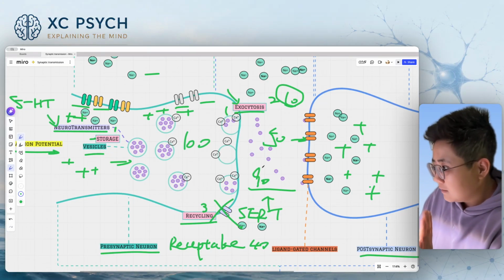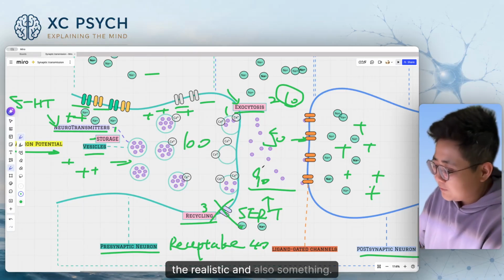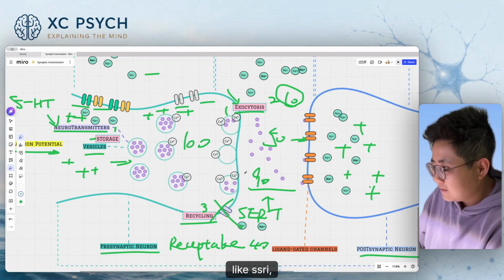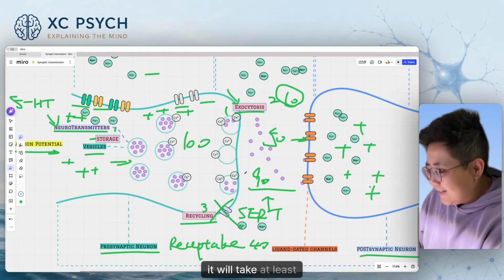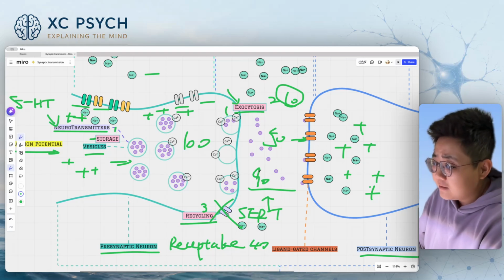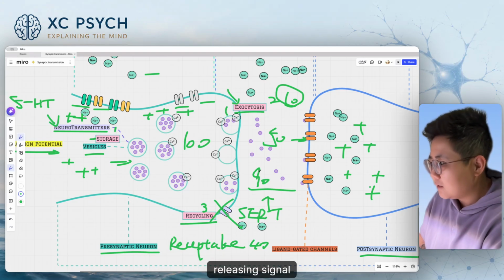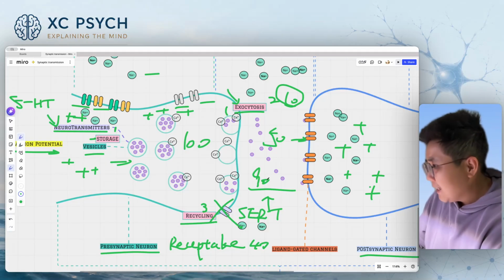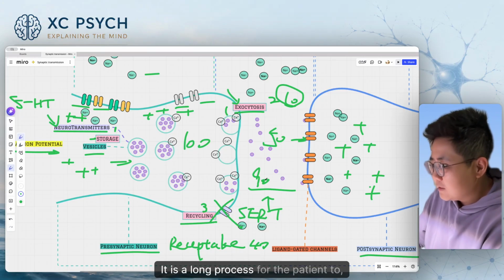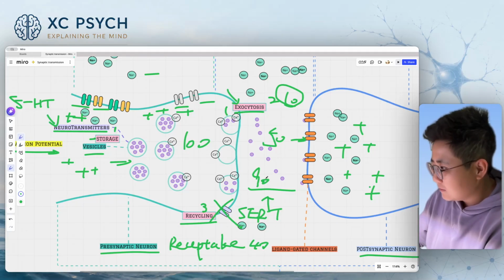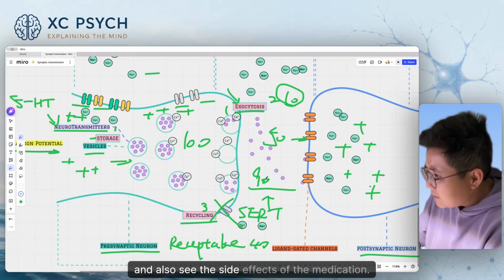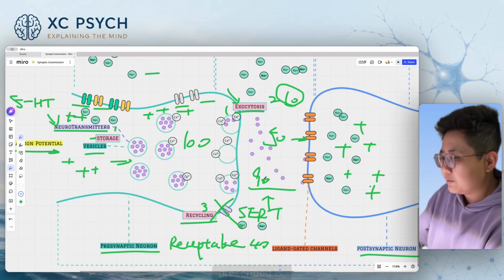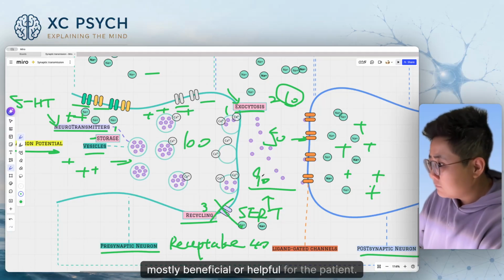Now, here is the realistic and also sometimes the hard part: when you're taking antidepressants like SSRI, it will take at least 2 weeks to see the effect of this antidepressant because it is a slow releasing signal. And it will take time for the brain to restructure, to generate chemicals. And so it is a long process for the patient to see the effect of the medication and also see the side effects of the medication. And it is a long process for the doctor to see if the medication prescribed is mostly beneficial or helpful for the patient.